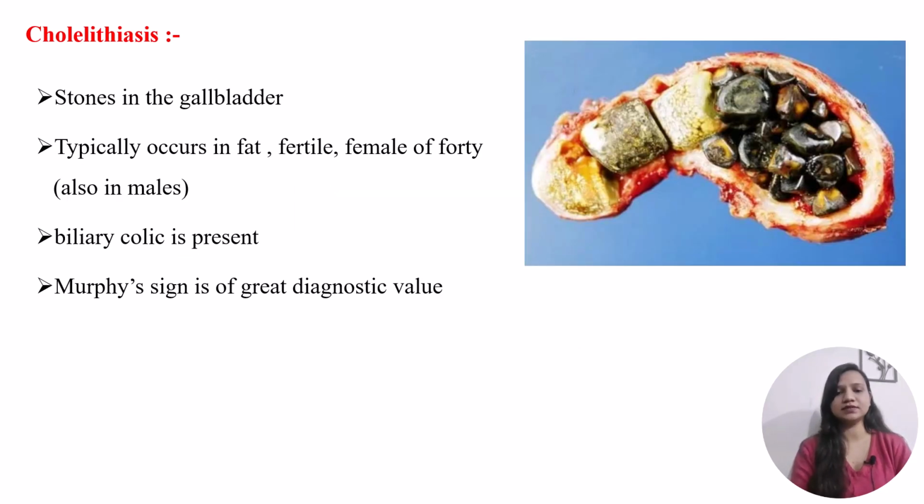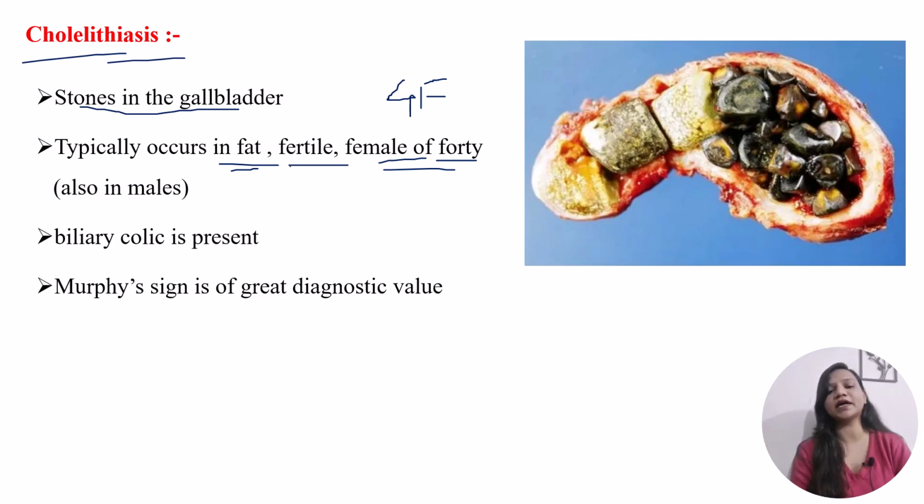Next is cholelithiasis. Cholelithiasis means stones in the gallbladder. The gallstone condition is called cholelithiasis. It typically occurs in fat, fertile females of 40, which is commonly called the 4F. Again, it is the most important thing to keep in mind, that it most commonly occurs in females of 40 years of age, fat females, and also fertile females.